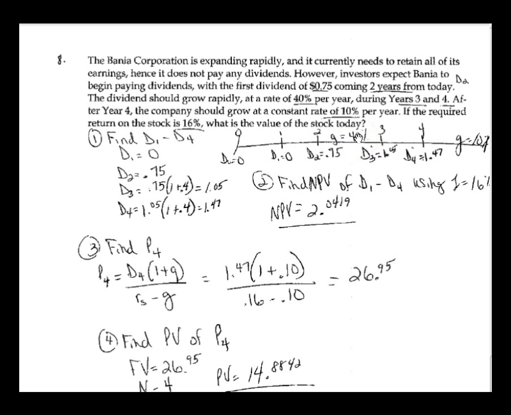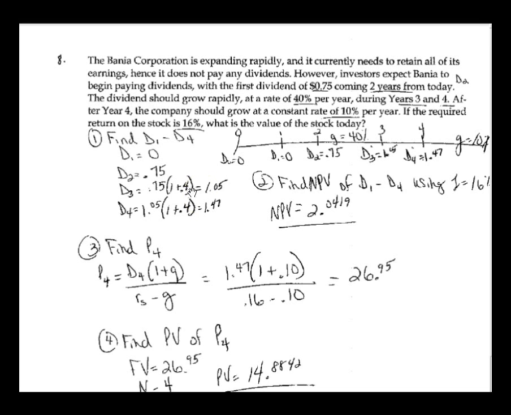So a lot going on, a little different than what we've just done, okay? No dividend has been paid. No dividend is going to be paid in the coming year. The first dividend is going to be paid 2 years from today. So that's D sub 2, and that's going to be 75 cents. So step 1, finding these dividends: 0 in year 1, year 2, 75 cents, year 3 and year 4, you can find those dividends using the 40% growth rate.